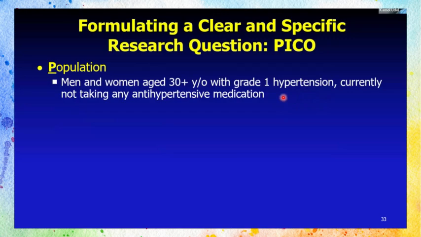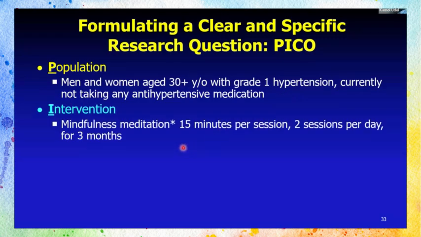And for the intervention, you are interested in meditation, but you have to specify which type of meditation you are interested in, and the details of performing this type of meditation. So it might be a meditation type called mindfulness meditation, performed 15 minutes per session, 2 sessions per day, and performed continuously for 3 months. Now it is clear what intervention you are interested in.